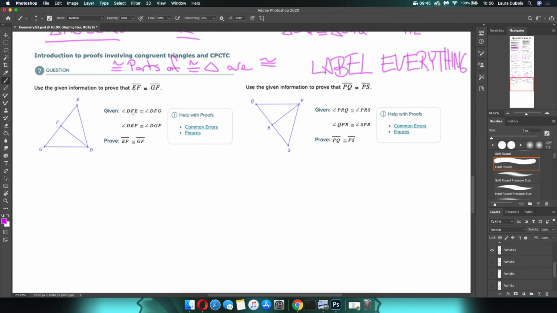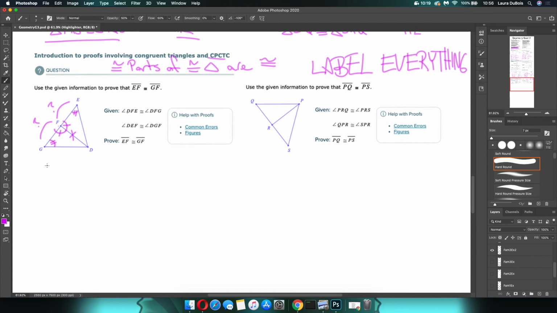So, what do we know? Angle DFE is congruent to angle DFG, okay? Then angle DEF, two tick marks, is congruent to angle DGF. And oh look, they share a side. Gee, reflexive strikes again. All right, and now we want to prove that EF is congruent to GF. So this is our question mark. This is what we're trying to prove, and that's why we're going to end with CPCTC.